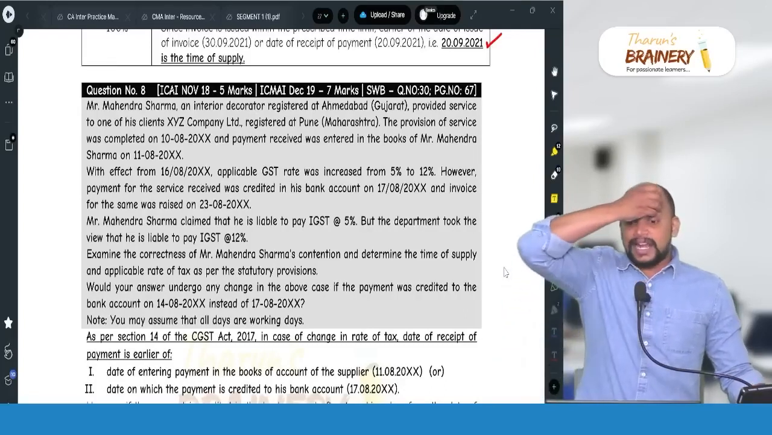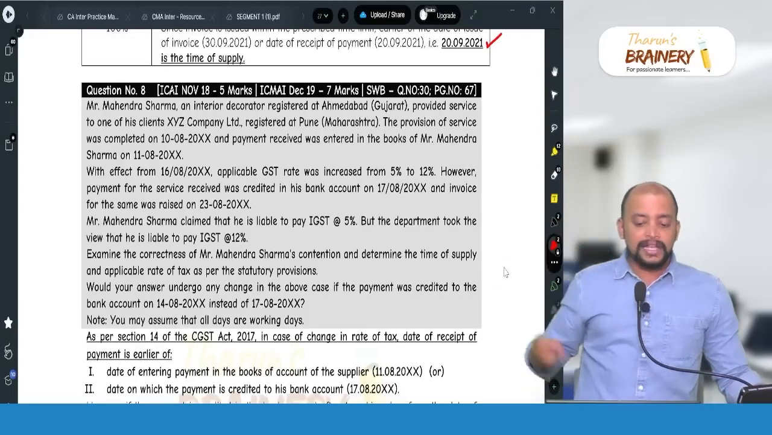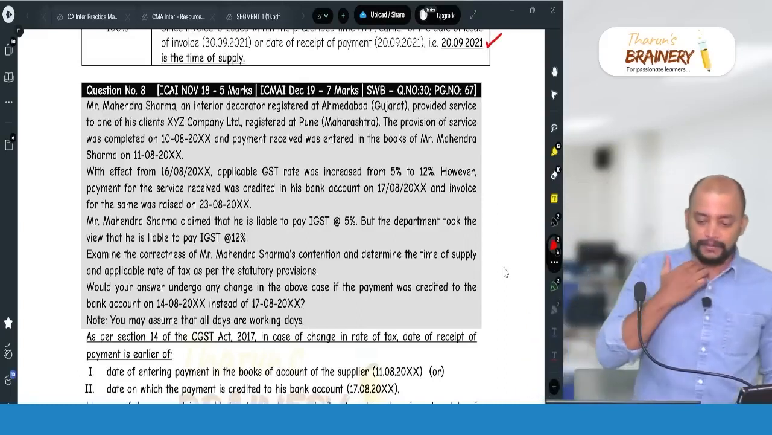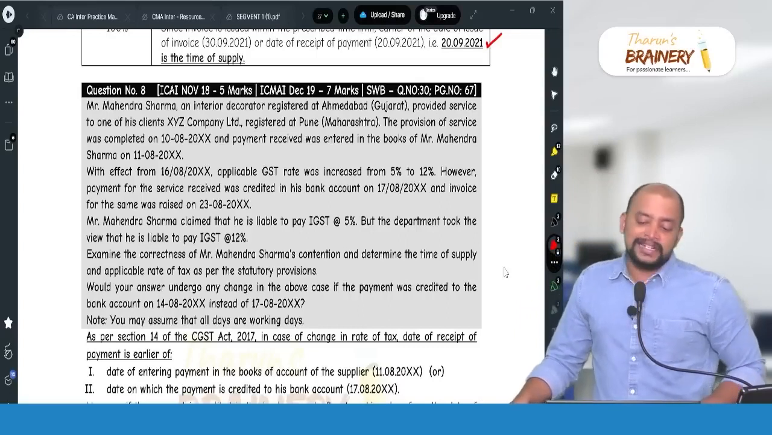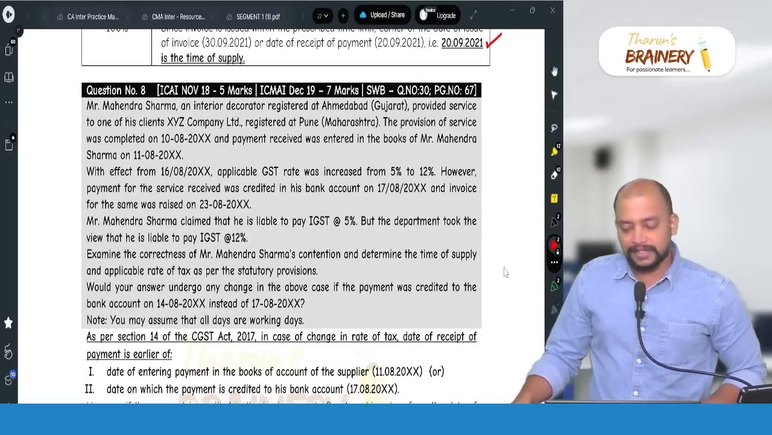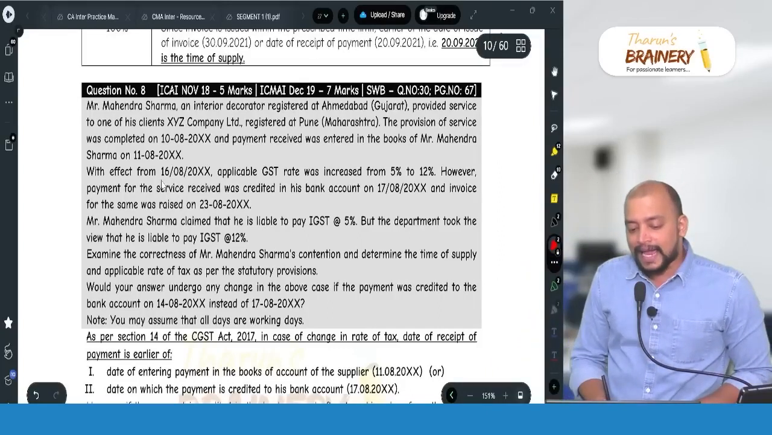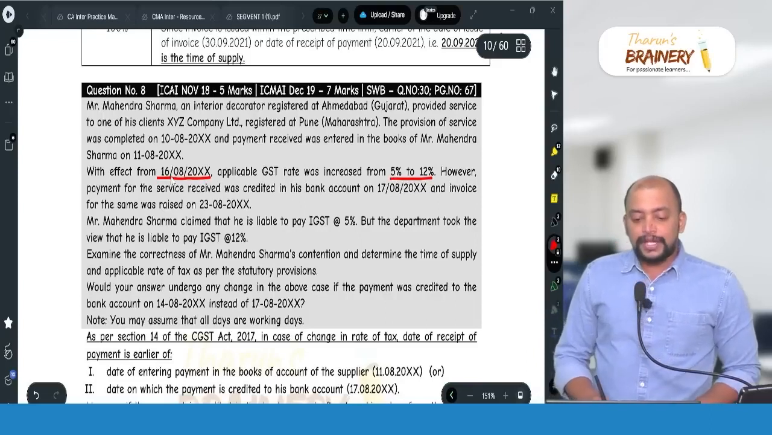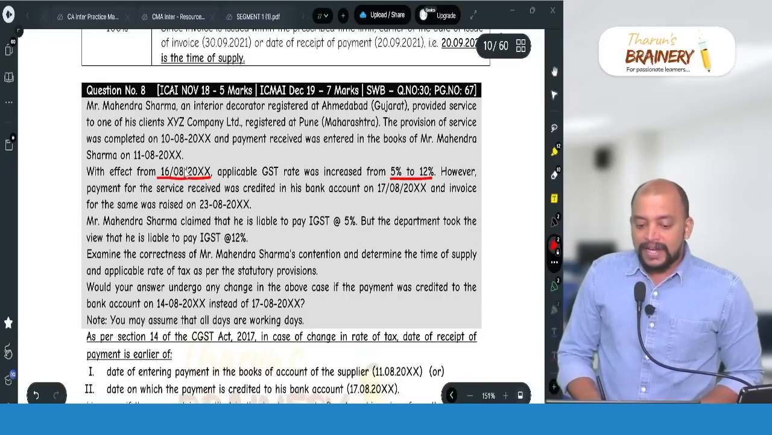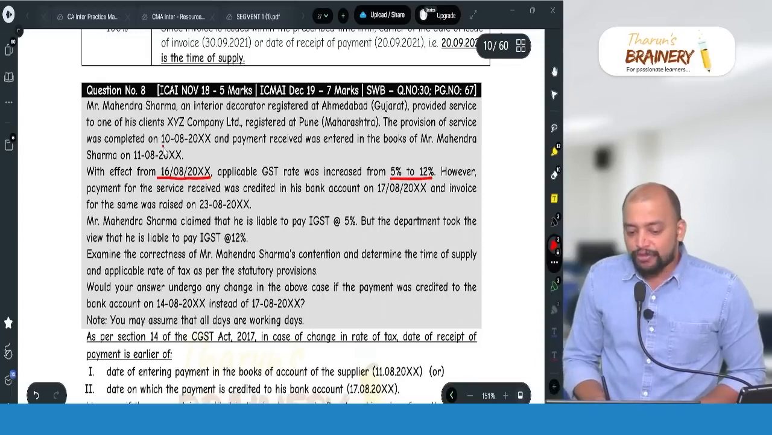Mr. Mahendra Sharma claimed that he is liable to pay GST at 5%, but department took the view that he is liable to pay GST at 12%. Now, you need to determine the correctness of his contention and determine the time of supply and applicable rate of tax. First, what is the change in rate of tax? With effect from 16.8, there is a change in rate of tax from 5 to 12. So now 16.8 is the change in rate. Now when the supply is made, 10.8, supply is before change in rate.